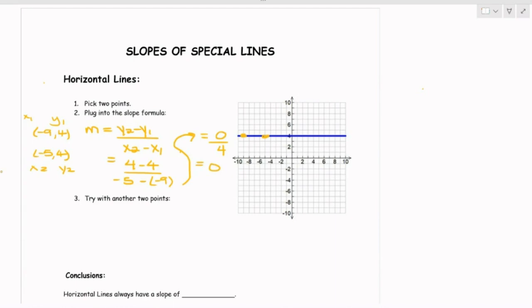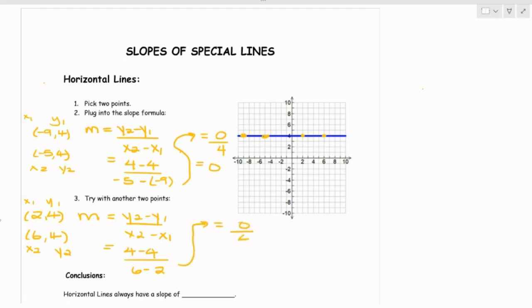Okay, well, let's see. What if I did (2, 4) and then (6, 4)? So let's write this out. Again, slope m is equal to y2 minus y1 all over x2 minus x1. So if I plug in, let's make this our x1, y1 and our x2, y2, I'm going to get 4 take away 4. Hey, that looks familiar. And x2, 6 take away 2, which if we scooch up here, we get 0 in the top and 4 in the bottom. Interesting. We still get 0.